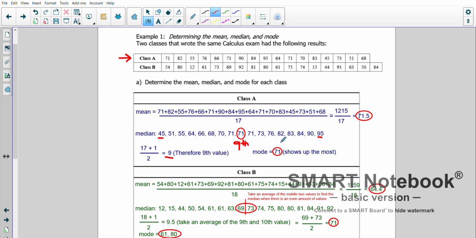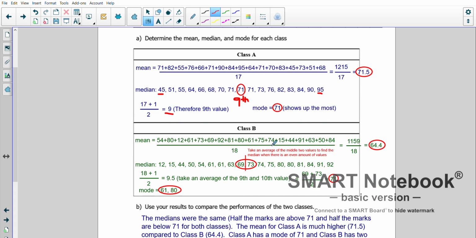And for the mode, I'm just going to look for the one that shows up the most. In this case, it is 71. As you can see, it shows up 3 times. You can have multiple modes, as you're going to see in Class B, or if these are all unique values, you would just say there is no mode.